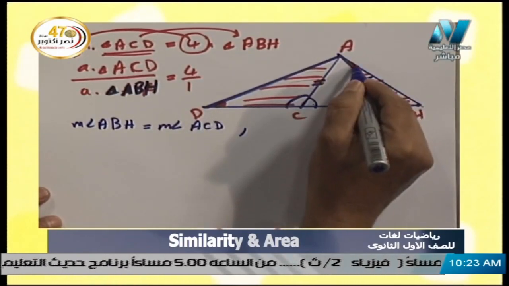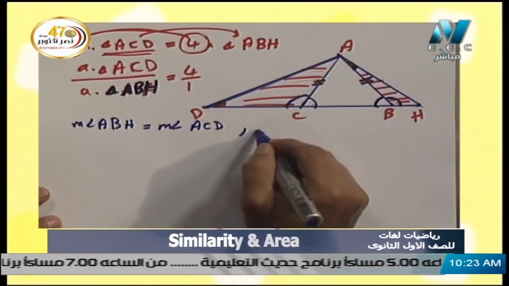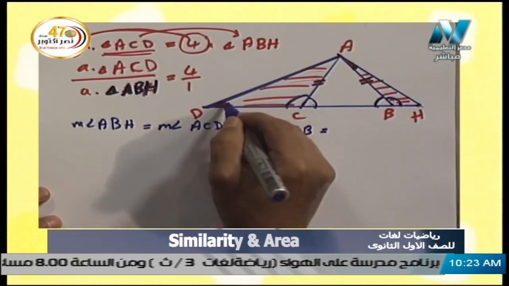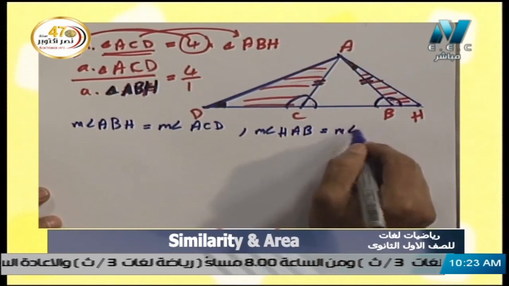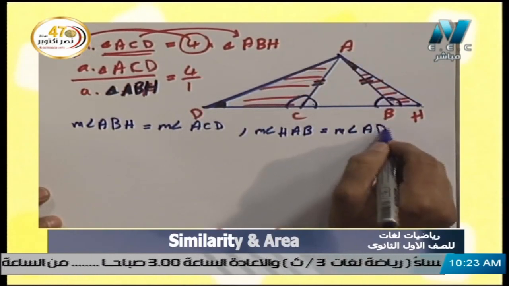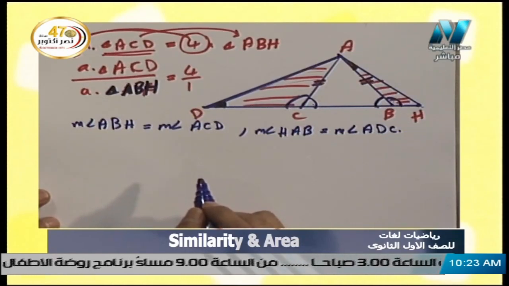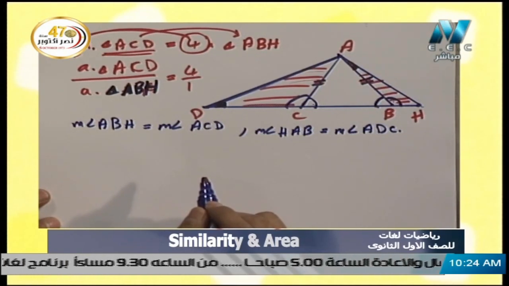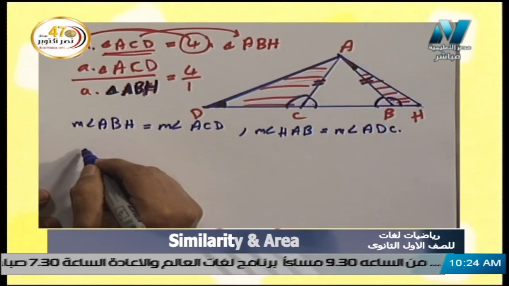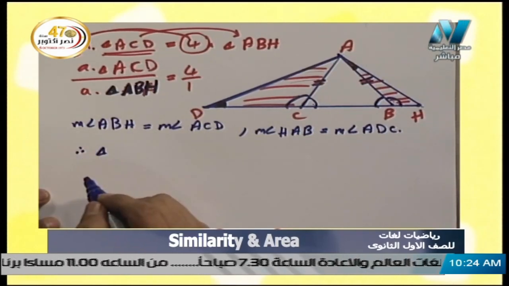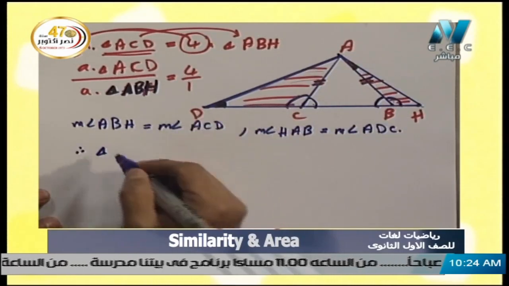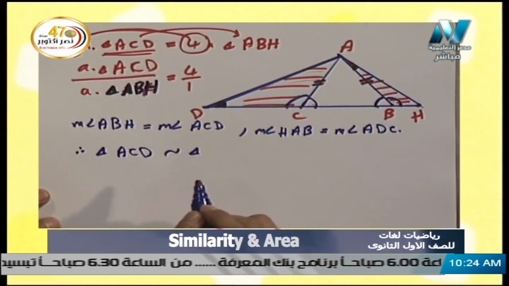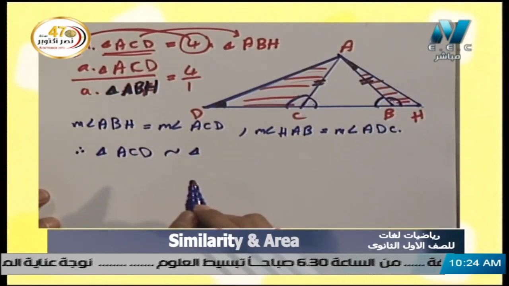And from the given, the measure of this angle, which is HAB, equals the measure of this angle, which is the angle ADC. It's enough for us to prove that two angles in the two triangles are equal to prove that they are similar. So we can say now that triangle ACD is similar to triangle, and concentrate on the corresponding points or vertices.